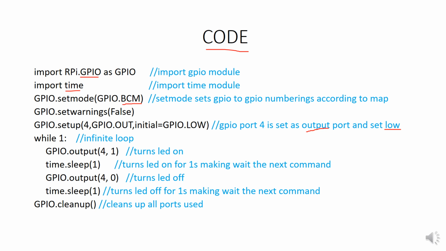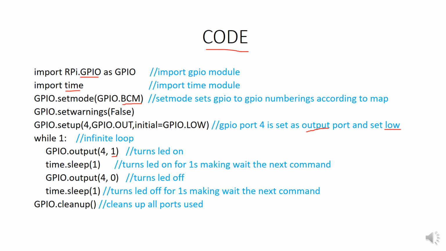Then I am turning on my LED using this command, GPIO.output of 4, 1. 1 is nothing but high. You can also use GPIO.HIGH, but here I have used 1. So this command will be turning my LED on. Then time.sleep of 1. As you know, in Python, the sleep function is used to make a command wait for a certain period until the next command is executed. So basically it suspends the other thread until the required time. So here I want my LED to be turned on for 1 second before the next command is executed.